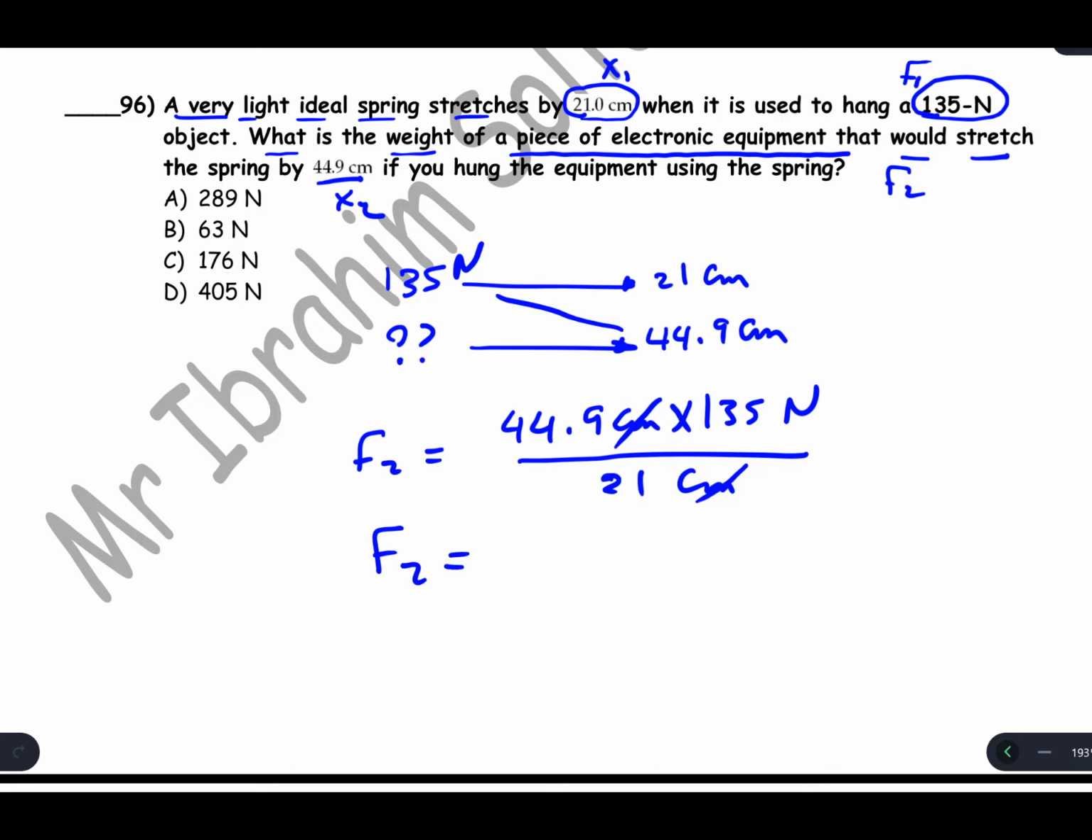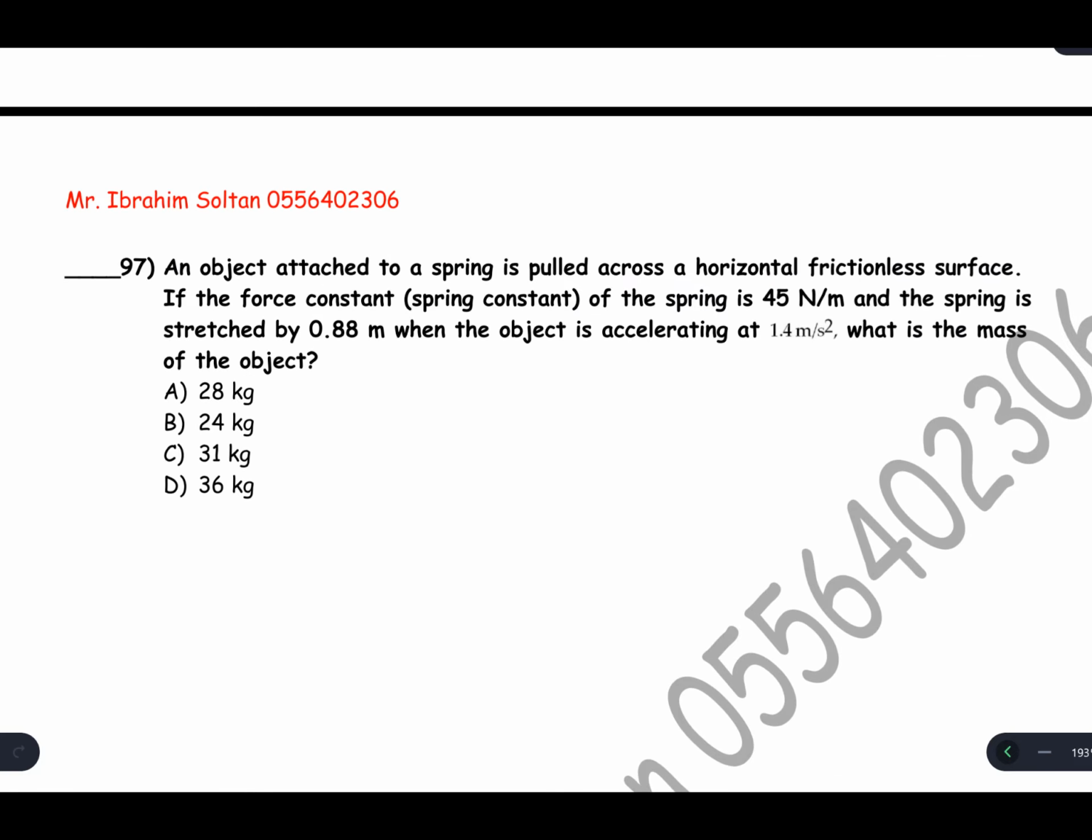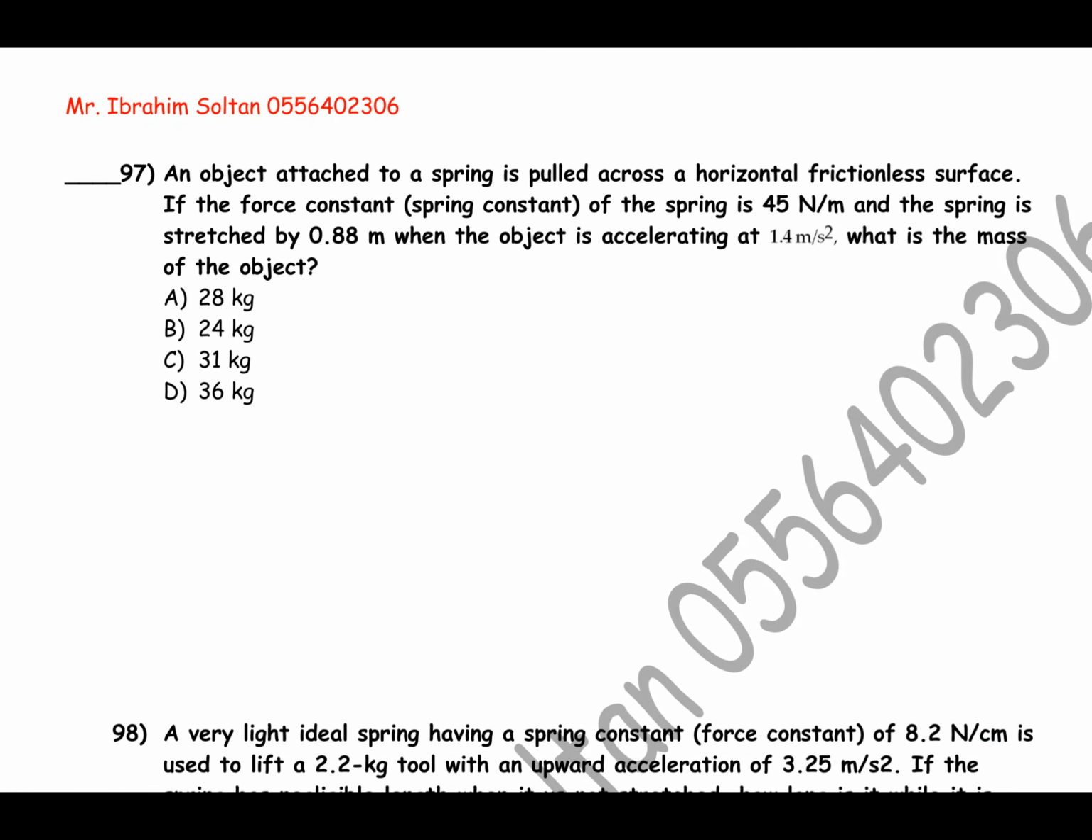We can calculate F2. Use the calculator. It equals 288.6, approximately 289 Newton. So the answer is letter A. Let's move to the next one.